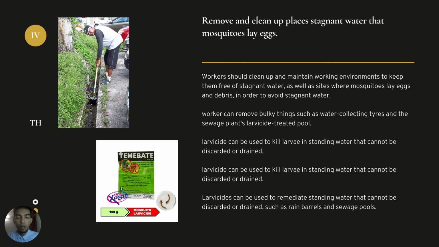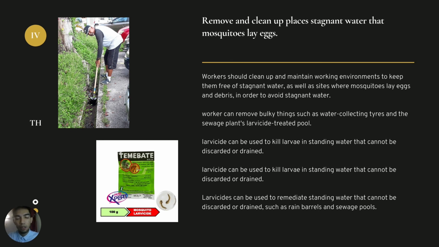If necessary, a worker can remove bulky things such as water-collecting tires, and treat sewage plants and pools with larvicide. Because mosquito eggs grow into larvae and subsequently pupae, the worker must keep larvae and pupae under control. Standing water is home to both larvae and pupae. One method of controlling larvae is to dump or remove standing water in and around work areas.